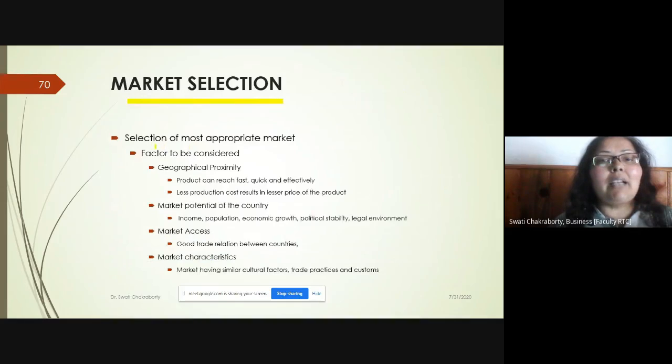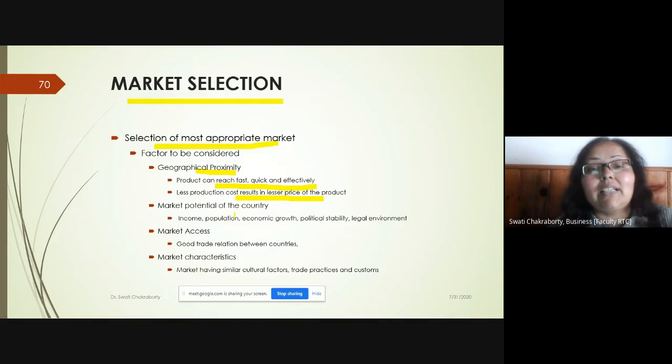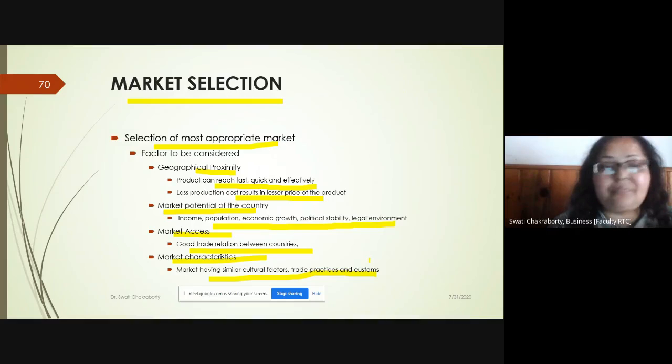Then comes market selection, so selecting the most appropriate market. What you need to consider: the geographical factors. Product can reach fast, quick, and effectively, with less production cost, resulting in lower price. Market potential of the country, that is income, population, economic growth, political stability, legal factors. Market access, there has to be good trade relation between countries. Market characteristics, a market having similar cultural factors, trade practices, customs, so it becomes easier.